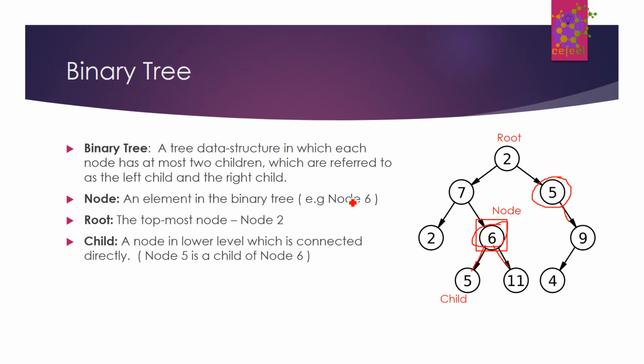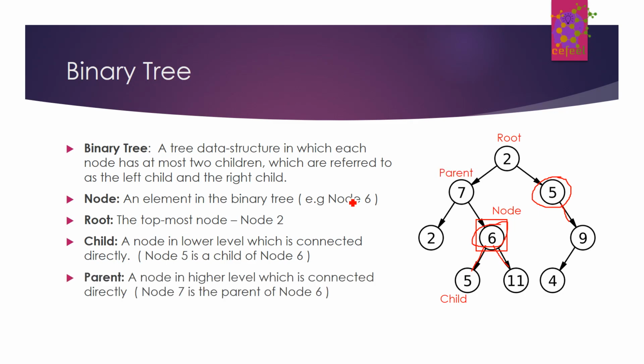Then we also have child or children, we call left child, right child. Basically a child is a node which is at a lower level than the current node. An example is child 5. 5 is a child of node 6. Then similarly the concept of parent is a node which is at a higher level. So in the tree here 7 is the parent node of node 6.